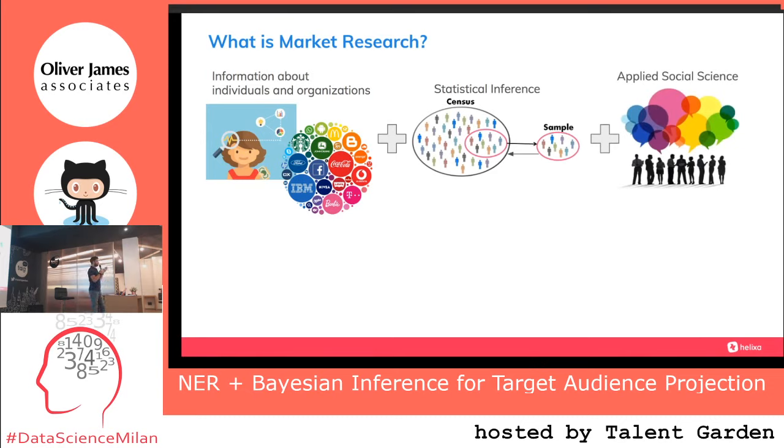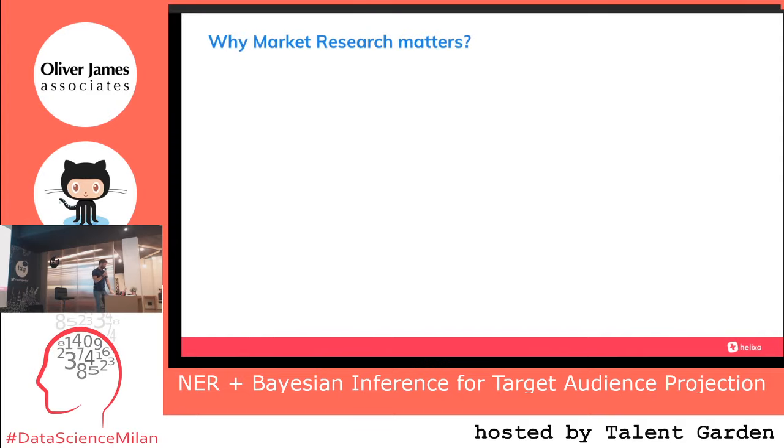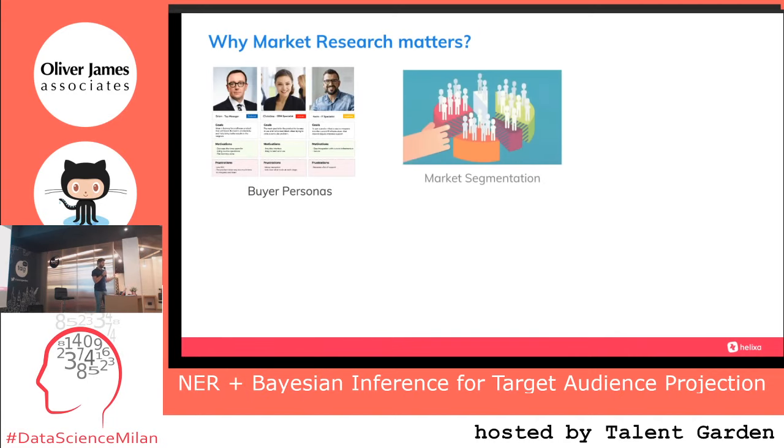The way we analyze the data, so the inference process, needs to have knowledge about social science, in particular the application of social science within the marketing industry, let's say. So if you combine those three things together, what you get is insights for strategic decisions. And this is the whole purpose of market research, to get informed decisions, right?